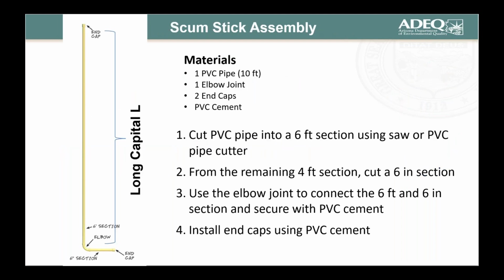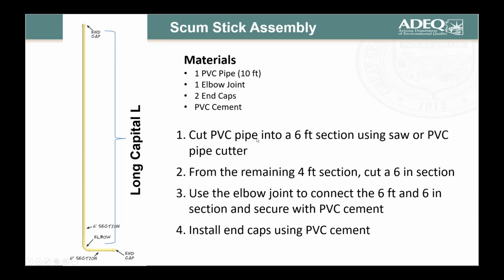Now, in order to do our inspection, we're going to have to measure the scum thickness as well as the sludge thickness. So I'm going to explain how to do that and how to construct a tool to enable you to do that measurement. So we need a little bit of materials here. We need one piece of PVC pipe, 10 feet long. It could be like 1/2 inch, 3/4, or 1 inch diameter. We need one elbow joint. We need 2 end caps. We need some PVC cement.